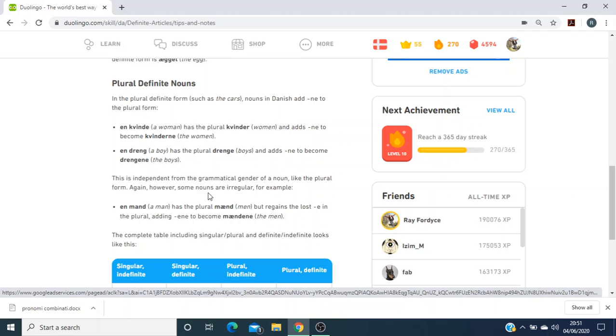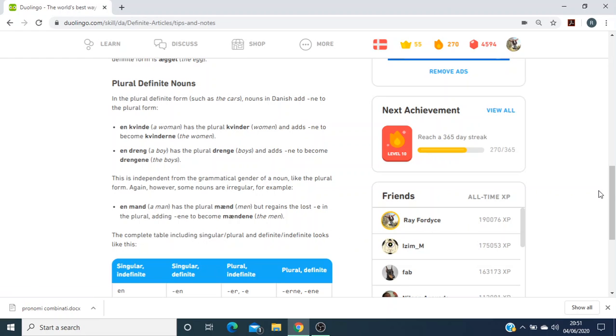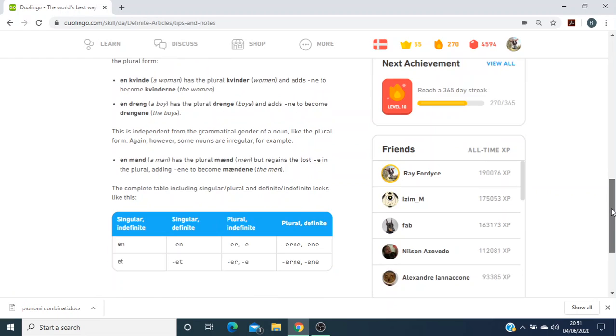Again, however, some nouns are irregular. For example, en mand has the plural mænd, but regains the lost e in the plural ending, adding ene to become mændene, the men. Right, so it's a bit complicated, but a few lessons and you'll get the hang of it.